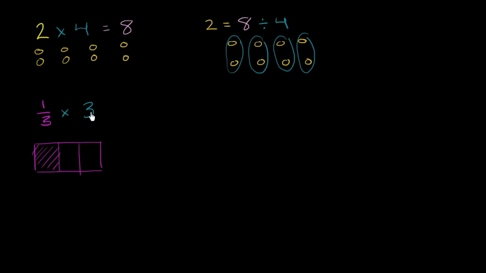But we're going to multiply by 3. So we're going to have 3 of these 1/3. Or another way of thinking about it is going to be 1/3 plus another 1/3 plus another 1/3. That's our first third, our second third, and our third third, and we get the whole. This is 3/3 or 1. So this is going to be equal to 1.